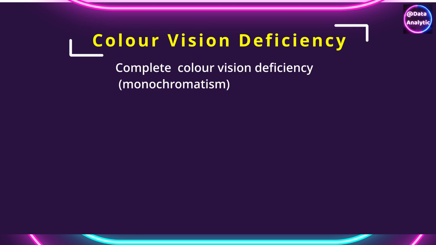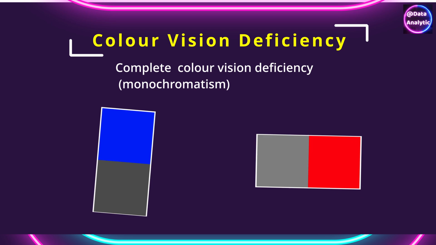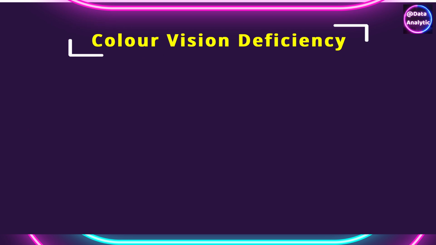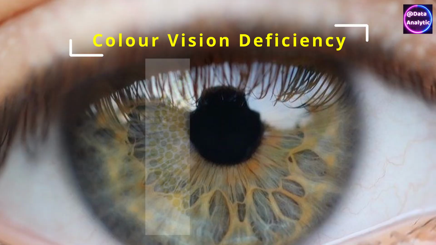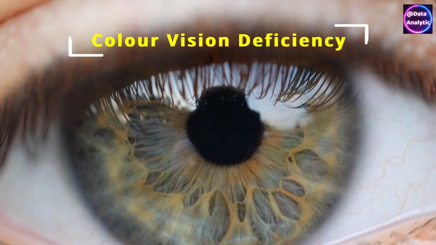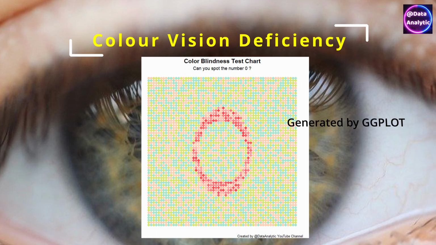Then there's also the lack of ability to see any color at all, so all the colors look desaturated, or different shades of gray and white. To detect color vision deficiency, they use the Ishihara chart, or Ishihara test. The person is asked to detect the hidden numbers within those jumbled up figures. We've tried to replicate a similar chart using ggplot as well.